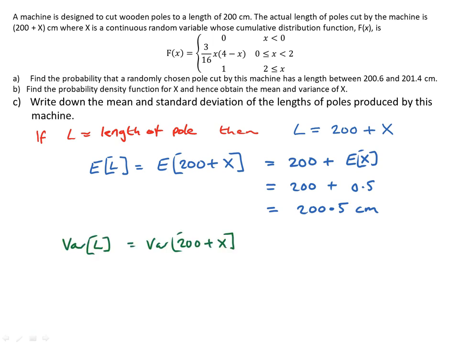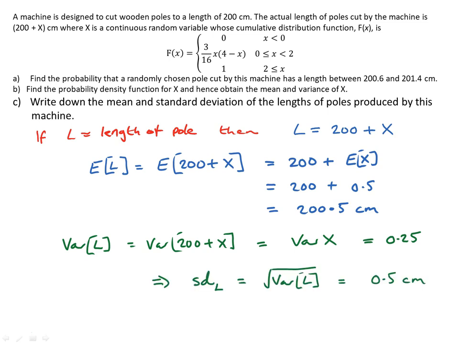The variance of L is the variance of 200 plus x, and this is simply the same as the variance of x, which we found out was 1/4 or 0.25. But the question asks us for the standard deviation, not the variance. So we can now say the standard deviation of L must be the square root of 0.25, which is 0.5 centimeters.